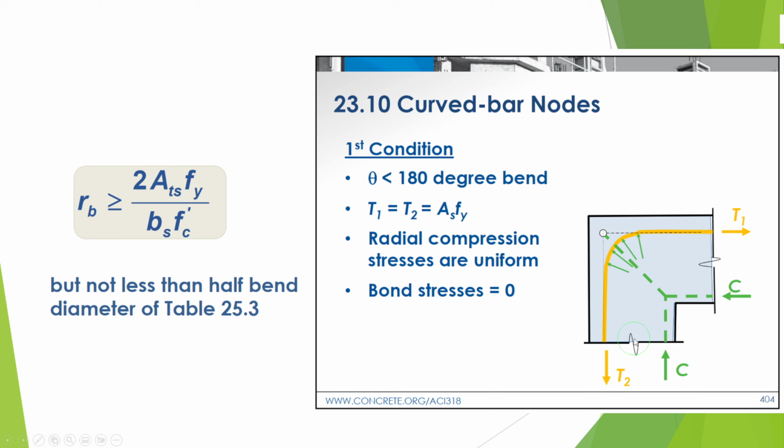So this is case number one. This is the ideal case if the depth of the beam is equal to the depth of the column and the moment transferred is equal at the two edges.